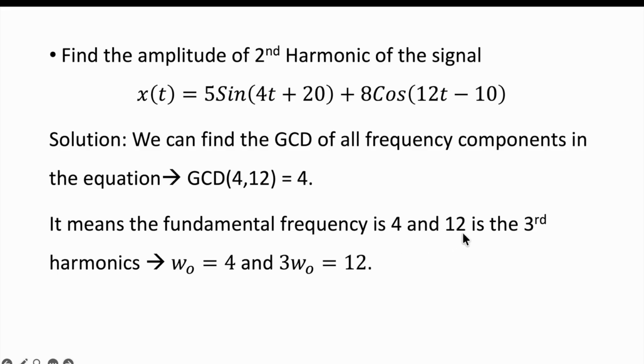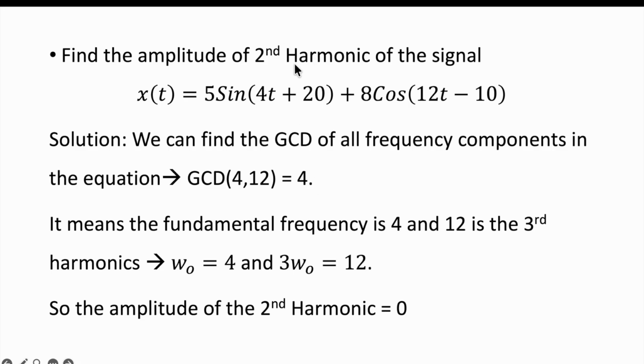So 12 is the third harmonic. You can say omega naught is equal to 4 and 3 omega naught is equal to 12, like 3 multiplied by 4, the answer is 12. So you can't see any second harmonic component in this signal. That is why the amplitude of the second harmonic is 0.